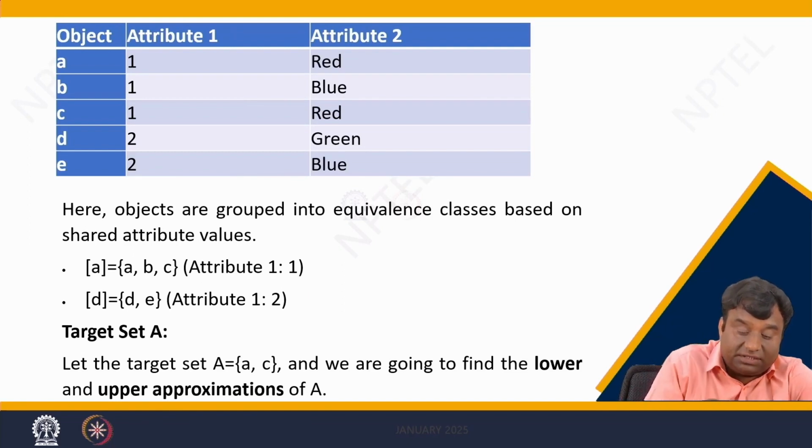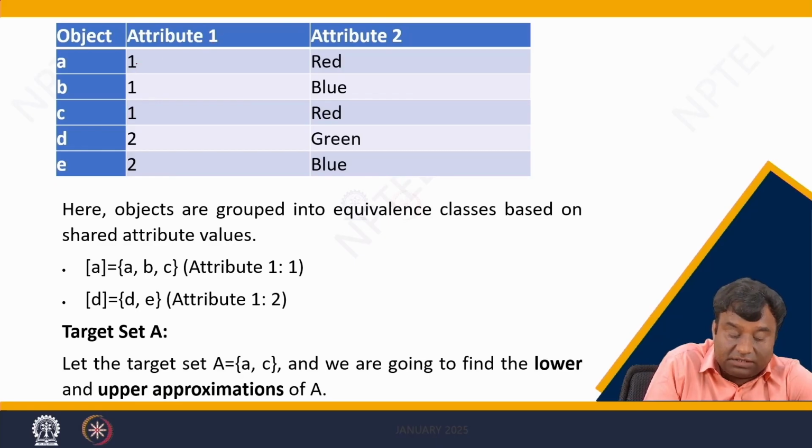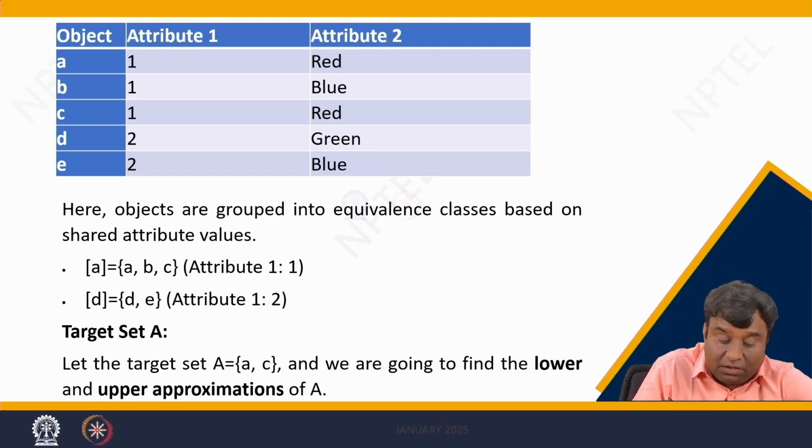So here the objects are A, B, C, D, E. Attribute 1 is 1 for A, 1 for B, 1 for C, 2 for D, and 2 for E. The value of attribute 2 for object A is red, for B blue, for C red, for D green, and for E blue.